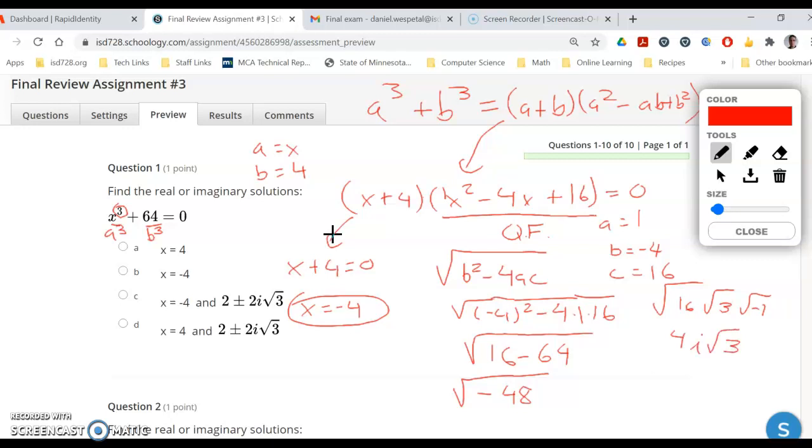Okay, and then I'm going to do the rest of the formula. So it's the opposite of b. So the opposite of b is 4 plus or minus this part that I just figured out. So 4i radical 3 all over 2a. So 2 times 1 is just 2. And then that cleans up a little more so that we get 2 plus or minus 2i radical 3. Okay, and those are our three answers. Negative 4 and then these two imaginary answers.